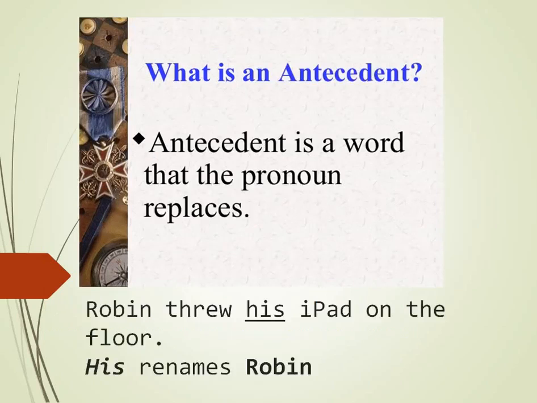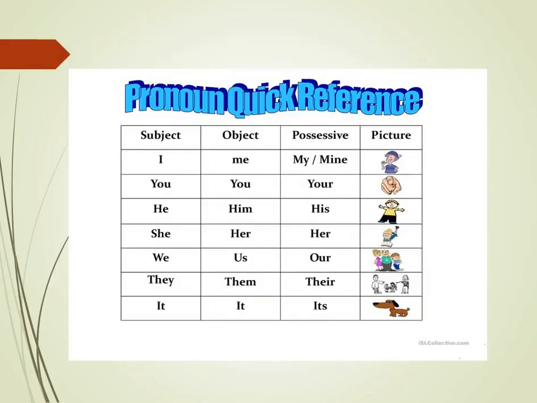Let's go to the next slide. What is an antecedent? You need to know what an antecedent is. An antecedent is a word that the pronoun replaces. Looking at the example, Robin threw his iPad on the floor. So here his is going to indicate Robin. And this is a simple reference, because his is indicating Robin, and that is why we have used his instead of Robin.